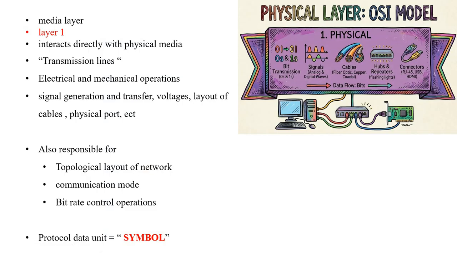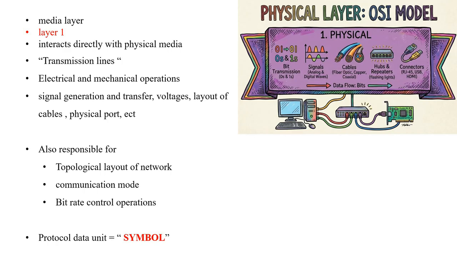Now here we will see first what the physical layer is. The physical layer is a media layer, and it is also referred to as layer 1 of the OSI model. Here it interacts directly with the physical media, because of which it is called the media layer. That is, it is the only layer or part of the OSI model which interacts directly with the actual physical media, that is the cables, light, or air, in order to carry the data.